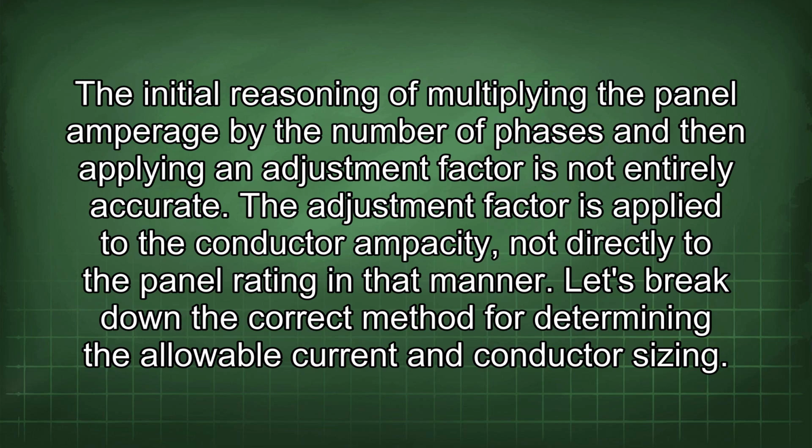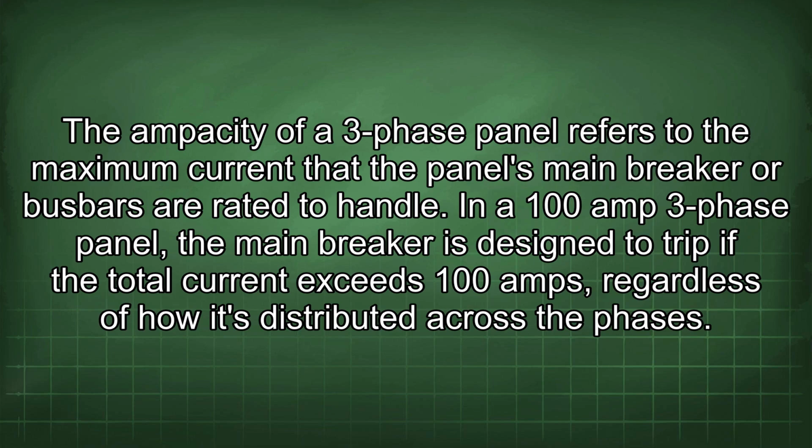Let's break down the correct method for determining the allowable current and conductor sizing. The ampacity of a three-phase panel refers to the maximum current that the panel's main breaker or busbars are rated to handle. In a 100 amp three-phase panel, the main breaker is designed to trip if the total current exceeds 100 amps, regardless of how it's distributed across the phases.